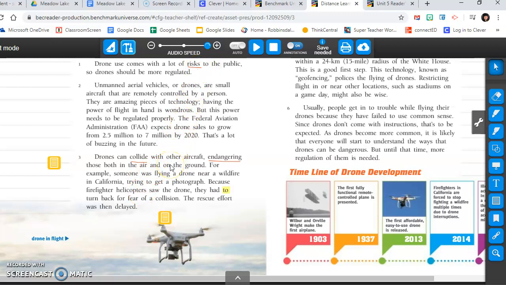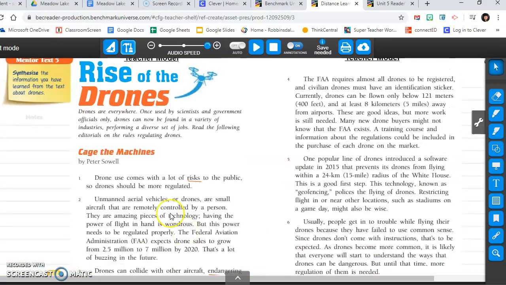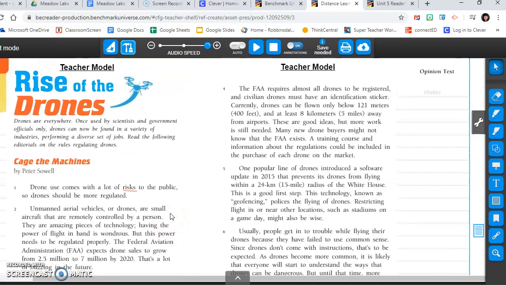They might crash into each other. They might delay other vehicles or aircrafts doing important things. Now I'm going to see, does the author offer a solution to these issues? Let me read paragraph 4.